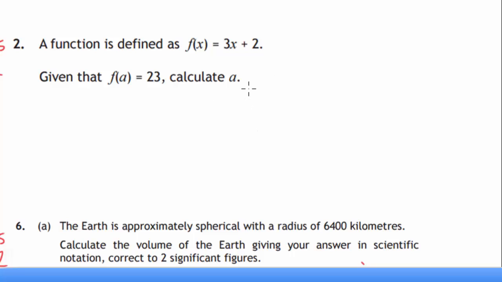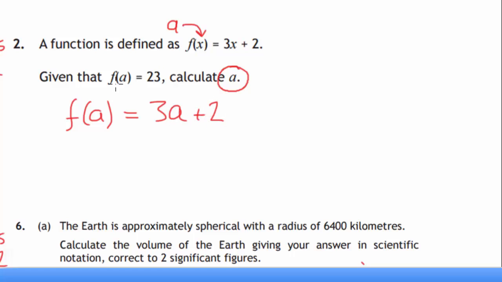So here's another solution to the starter task. So we've got a function f(x) which equals 3x plus 2, and they're saying that function of a is equal to 23. So what we want to work out is what a is. We can just substitute a instead of x. So what you would say is f(a), function of a, equals 3. Anytime we see an x, it's now an a, plus 2.